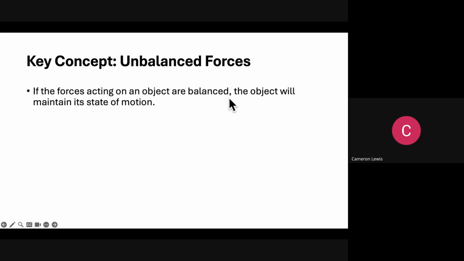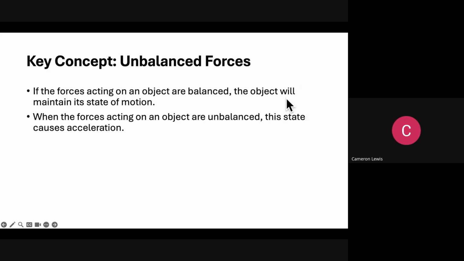Now, if forces acting on an object are balanced, the object will maintain its state of motion. When the forces acting on an object are unbalanced, this state causes acceleration. Acceleration is a what? Vector. Acceleration's definitional equation is the what? Change of velocity.